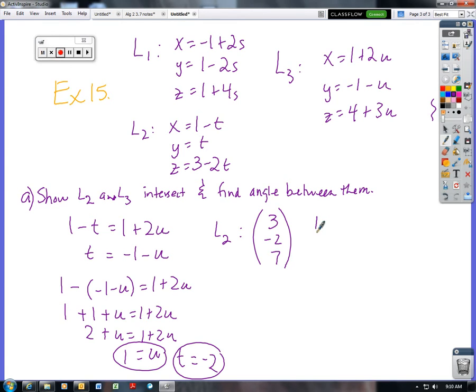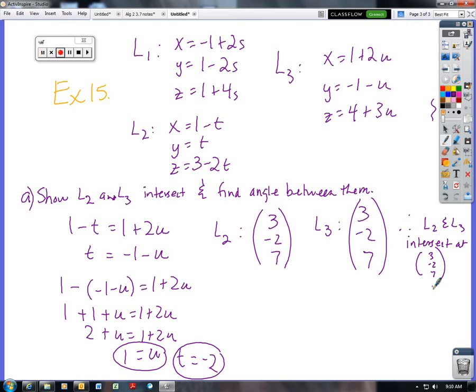Now let's do L3. x is 1 plus 2 times u, so that's going to be 1 plus 2, which is 3. y is -1 minus u, so -1 minus 1 is -2. And then z is 4 plus 3 times 1, so that's 7. All right, that's good news. So that means they do intersect, and we have shown that they intersect at this point. So you could say, therefore, L2 and L3 intersect at the point (3, -2, 7).